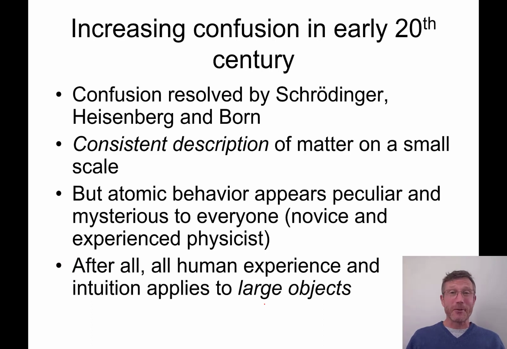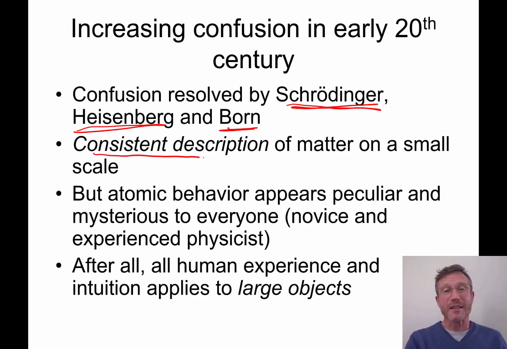Well, it's certainly been confusing, and there was increasing confusion in the early 20th century, and it turns out that this confusion was resolved by Schrödinger and Heisenberg and Born through the development of quantum mechanics. So quantum mechanics and the work of Schrödinger and Heisenberg and Born presents us with a consistent description of matter on a small scale.